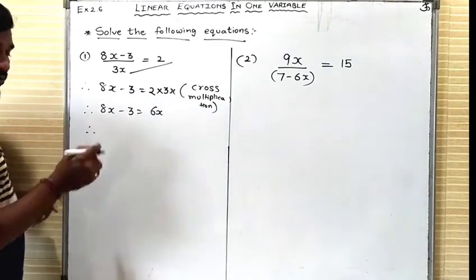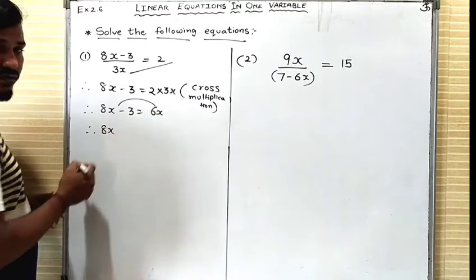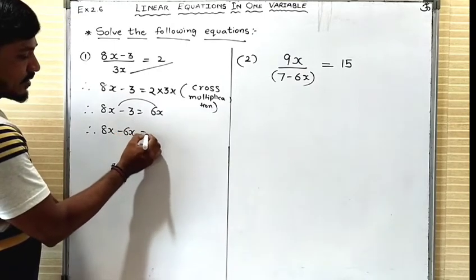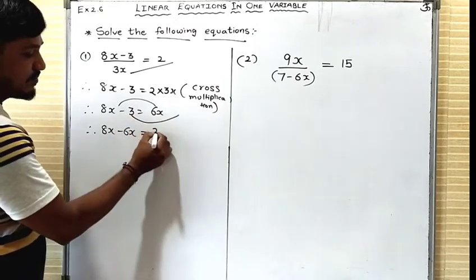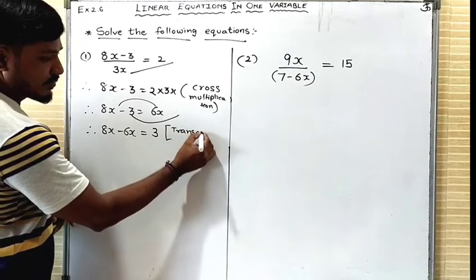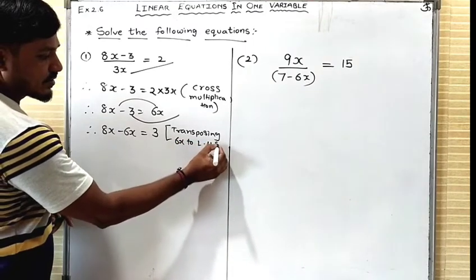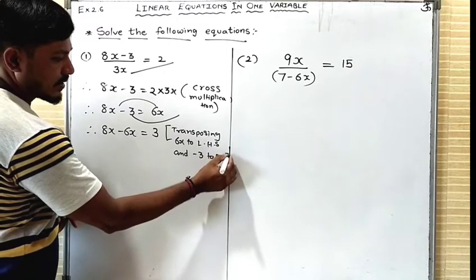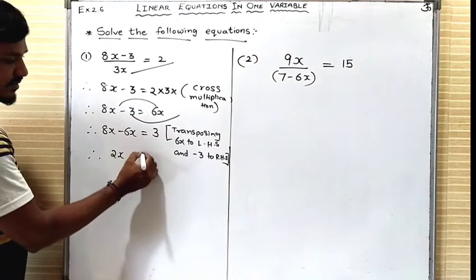Then try to bring all the variable toward one side. So here 8x. So try to bring 6x toward your left. So while transposing, positive will become negative. And bring this negative 3 toward your right. So negative 3 will become positive 3. So in bracket what you will write? Transposing 6x to LHS and negative 3 to RHS. By doing such, now 8x minus 6x gives 2x, here 3.